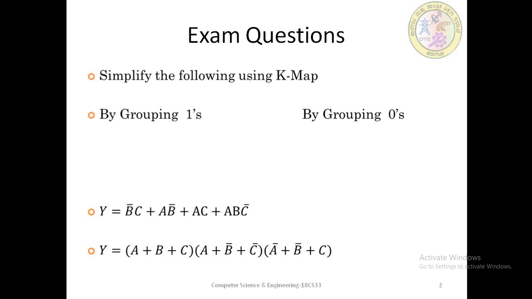So here we need to draw a K-map for the given expressions, and we need to create groups based on the zeros as well as ones. So you need to do it very carefully. And next we'll move on to the next slide.